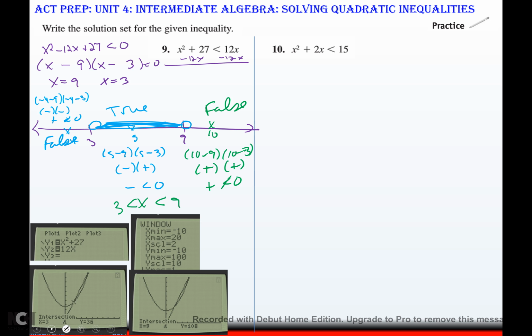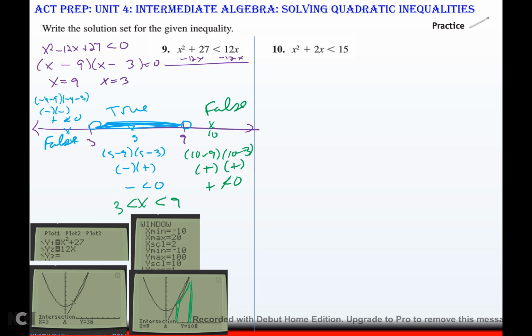Again, on the picture, if you see it, you're trying to figure out when the parabola is actually below the line, which would be here, which would go from this x to this x, which is like 3 to 9.